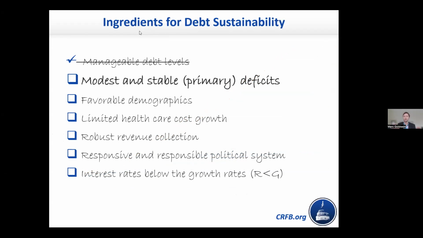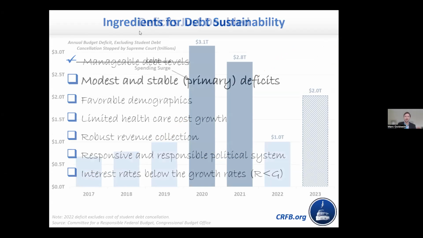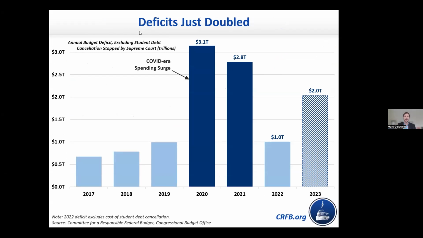What about modest and stable primary deficits? Again, we are not doing great. Prior to the pandemic, we were running trillion-dollar deficits. We borrowed a lot for 2 years for COVID. We can argue whether all of that money was well spent, but it certainly was understandable why we spent so much. And so we had 2 years of $3 trillion deficits. Then we were back down to $1 trillion, which, by the way, is an awful lot. When I say last year, I mean 2 fiscal years ago now, in 2022, we were at $1 trillion, which seems like a lot, but turns out that was actually a good year.